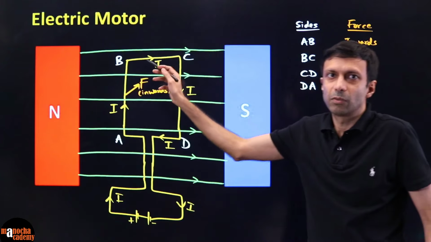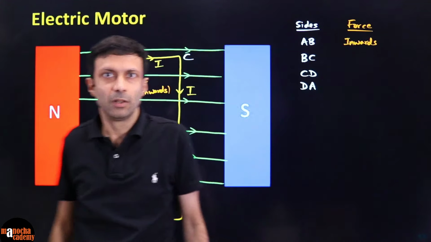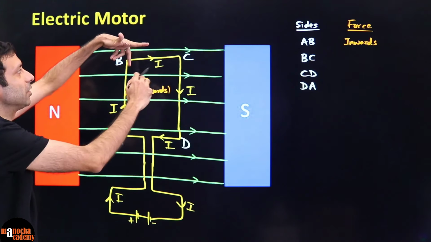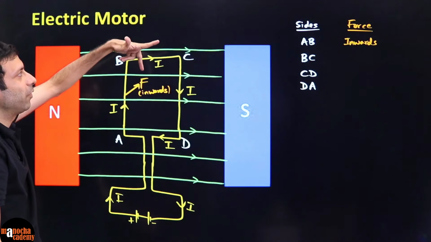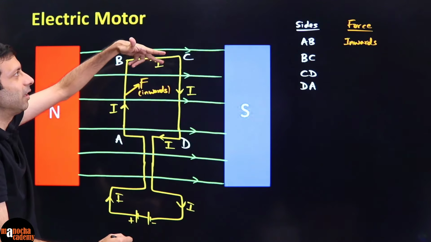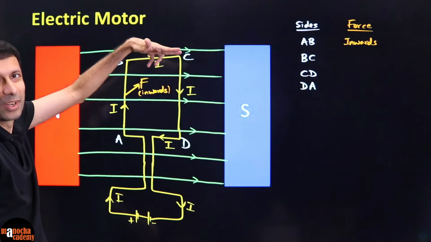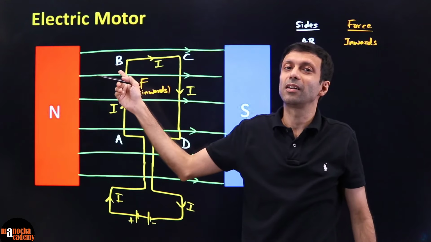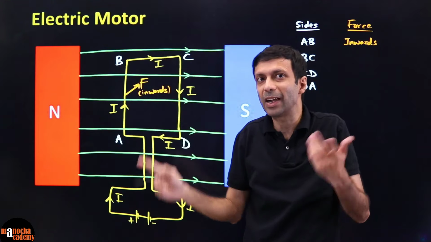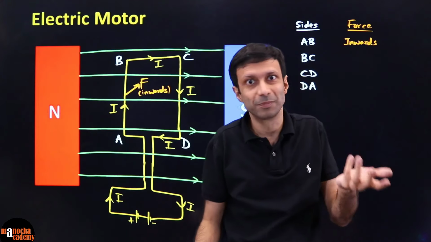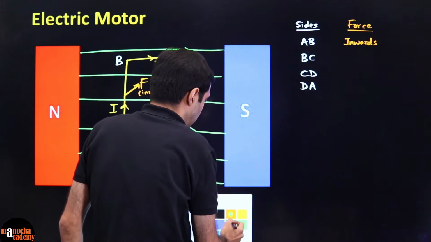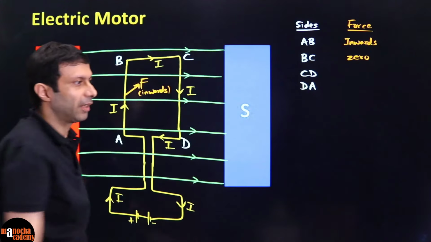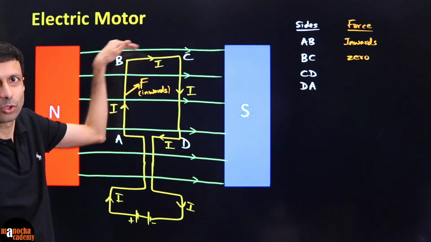Now what about the BC part? What is the force on BC? If you try using Fleming's left hand rule, you can see this is north south, four fingers arranged, current is in the same direction, but Fleming's left hand rule says you should hold everything at 90 degrees. This doesn't mean the force is going to be outwards. Because remember the BIL sine theta rule: if the conductor is parallel to the magnetic field, the angle is zero, so the force is zero. So the force on BC is very easy. It's simply zero because it's parallel to the magnetic field. Do you guys agree?